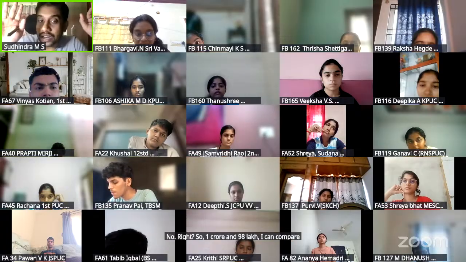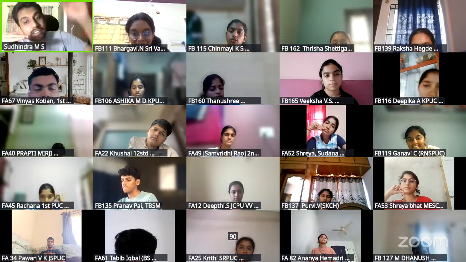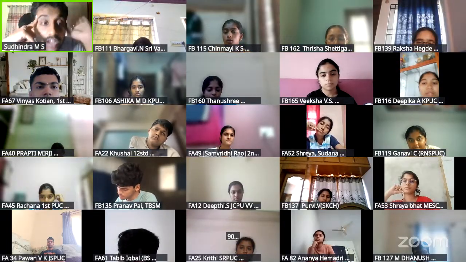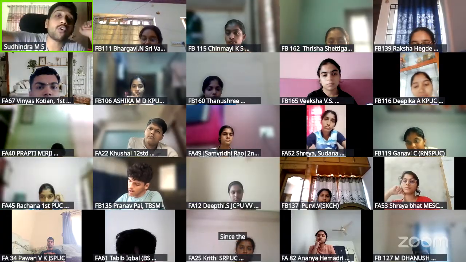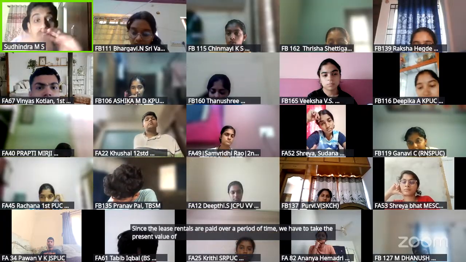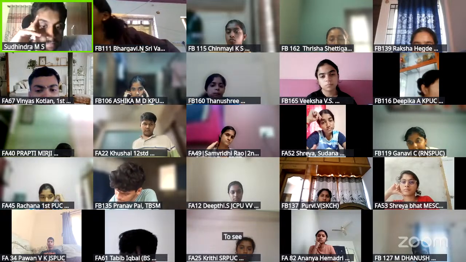Which is more beneficial? 98 lakh is lesser than 1 crore. So I can go with leasing. So in case of lease, since the lease rentals are paid over a period of time, we have to take the present value of such lease and then compare it with the purchase cost to see whether I have to lease it or not.